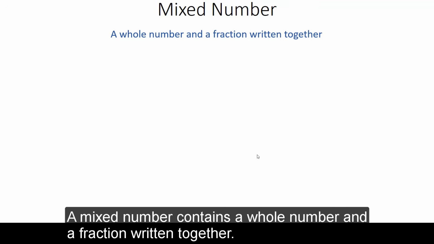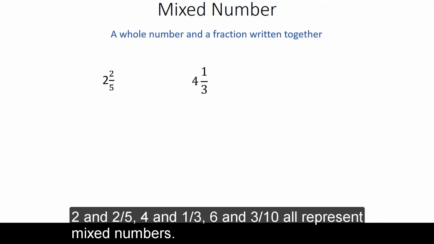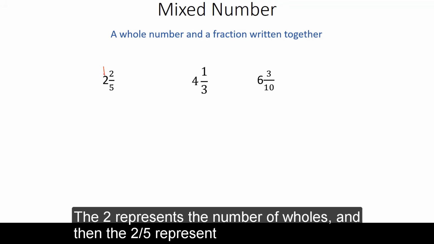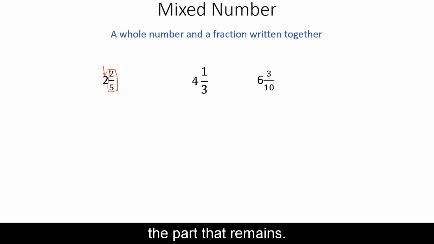Let's look at the idea of a mixed number. A mixed number contains a whole number and a fraction written together. 2 2/5, 4 1/3, 6 3/10 all represent mixed numbers. The 2 represents the number of wholes, and then the 2/5 represents the part that remains.